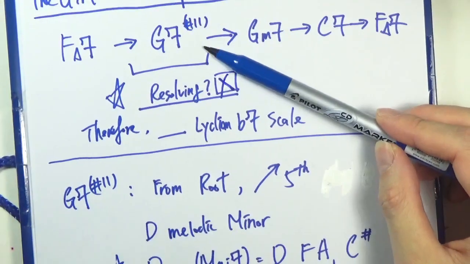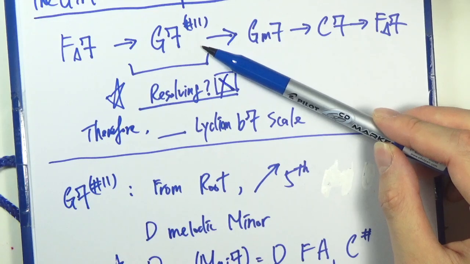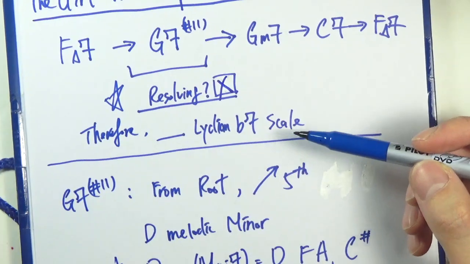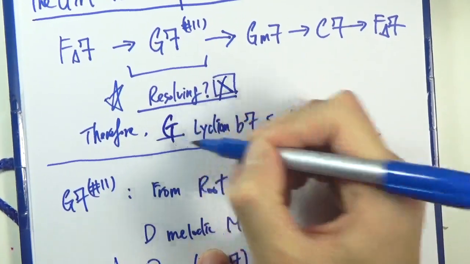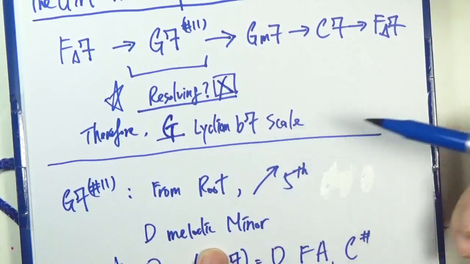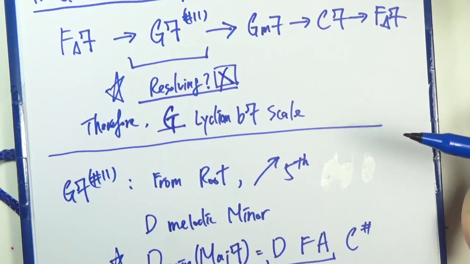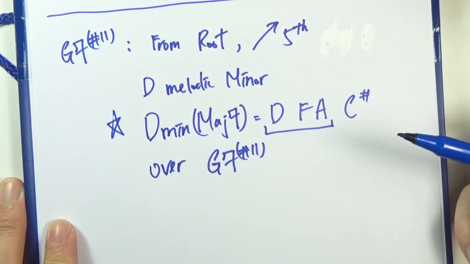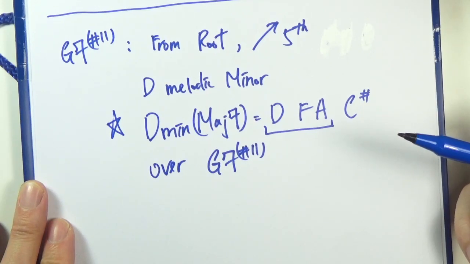For this chord, it is automatically a Lydian dominant chord, Lydian dominant 7. The Lydian flat 7 scale is applicable here. So we will play the G Lydian flat 7 scale, or G Lydian dominant. Okay, cool. There's an upper structure method of playing over the G7 sharp 11 chord.